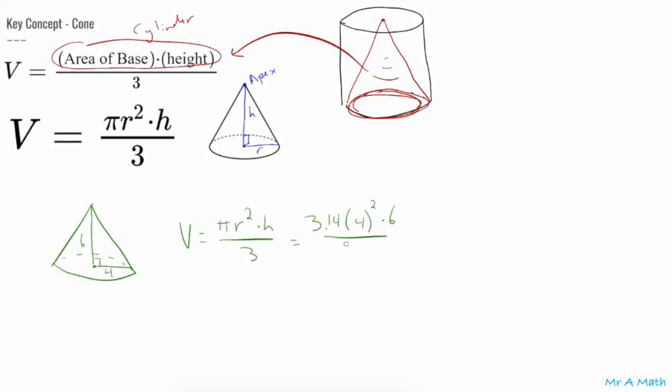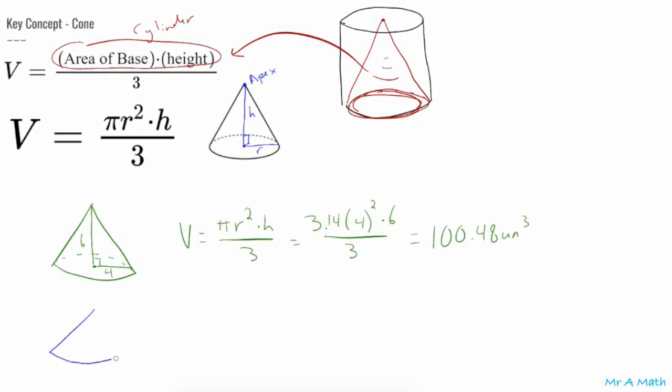So now if I get out my calculator and I type in 3.14 times 4 times 4 times 6 divided by 3, the answer I get for this is exactly 100.48 units cubed.